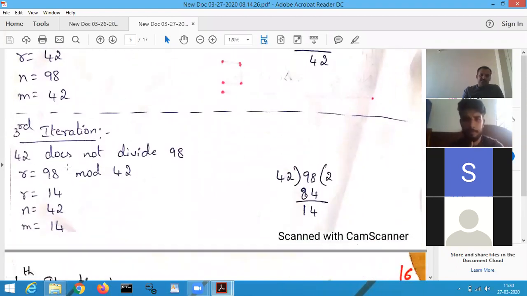In the third iteration, M is 42, N is 98. Let us apply Euclid's algorithm. While M does not divide N.